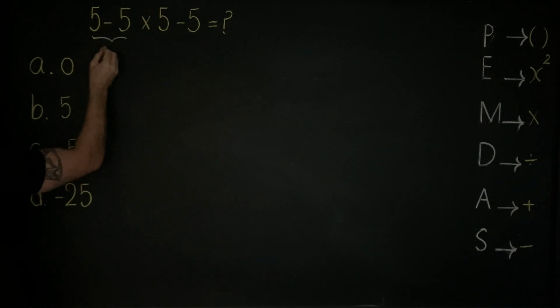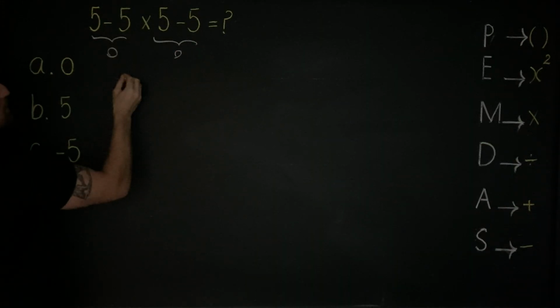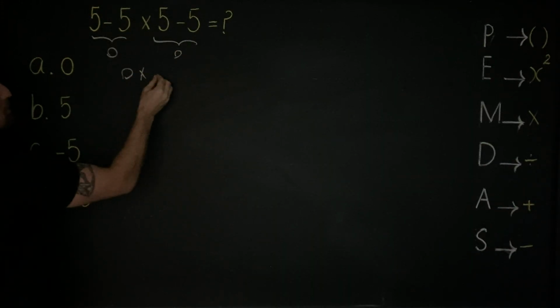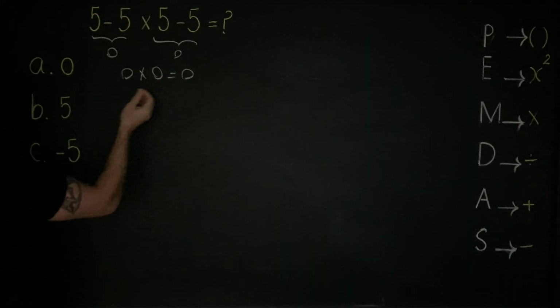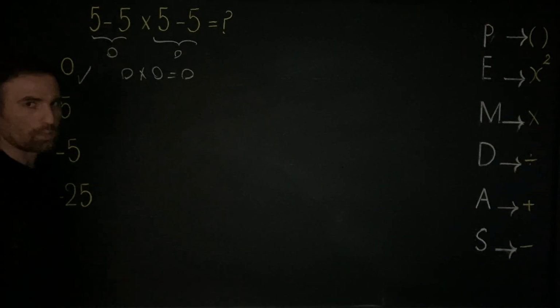5 minus 5, 0. 0 times 0 is going to be 0. So answer is option A. But is this correct? Absolutely not.